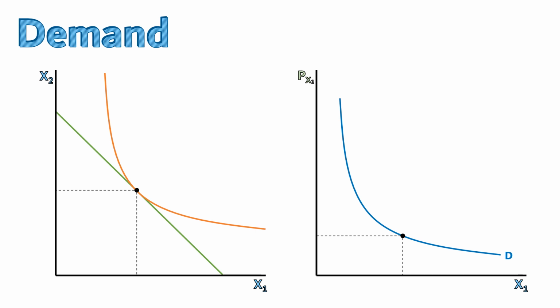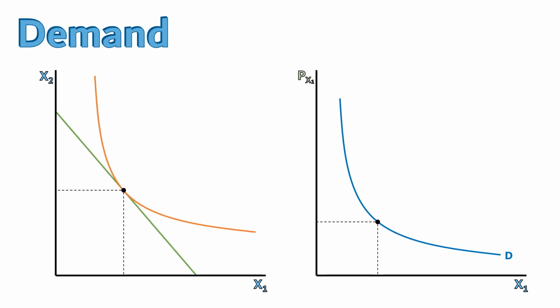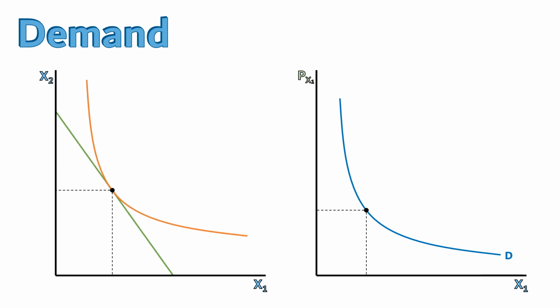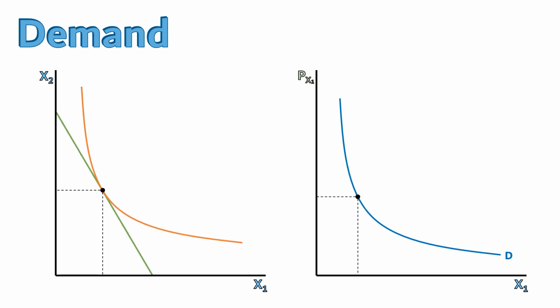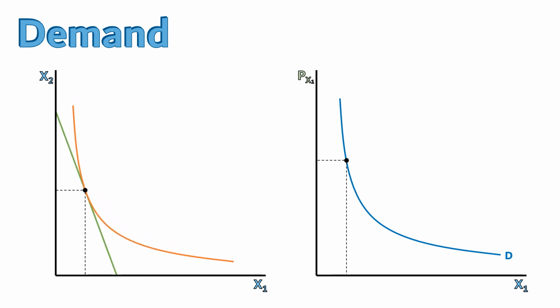Let's increase the price of x1. In the graph on the left, increasing the price of x1 rotates the budget line inward, and our indifference curve must fall in order to meet it at a lower quantity of x1. For the graph on the right, a higher price means movement along the demand curve. The dot on that graph is like a car driving along the road of demand to its new destination at the higher price and corresponding lower quantity of x1.